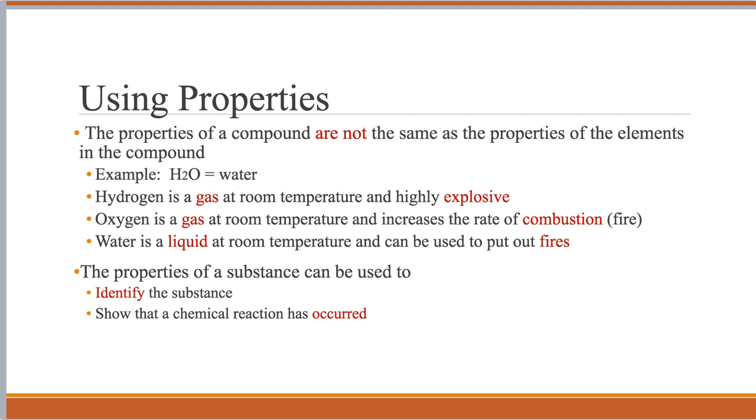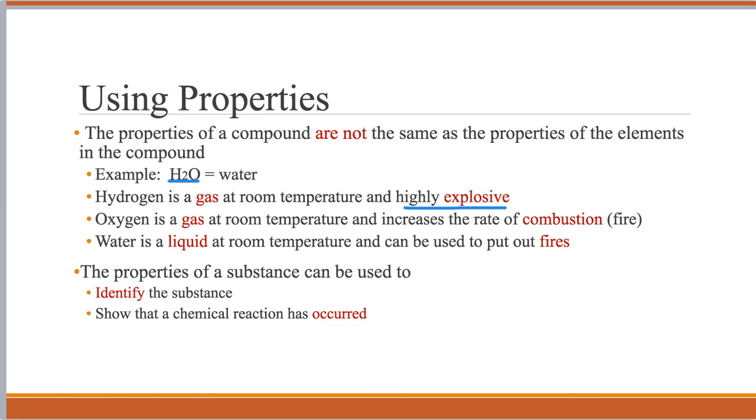So how do we use properties? Well, the properties of a compound are not the same as the properties of the elements. And so, for an example, take water, H2O, hydrogen and oxygen. Well, hydrogen is a gas at room temperature and is highly explosive. You may be aware of the Hindenburg, the airship that exploded, back when airships, or blimps as we call them now, were being used for travel at about the same time we had airplanes. And so hydrogen is not something that's very stable. It will easily explode. Oxygen is also a gas at room temperature.